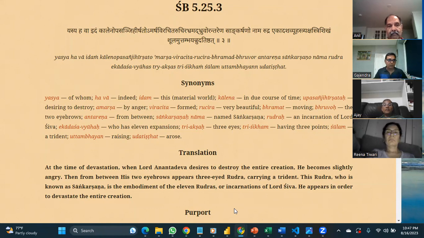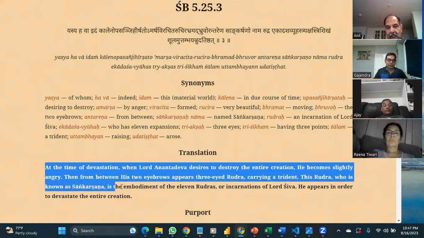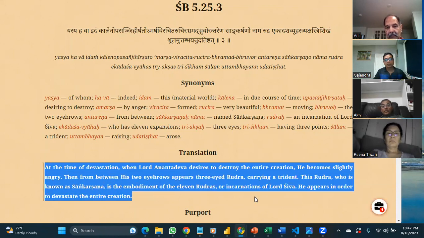At the time of devastation, when Lord Anantadeva desires to destroy the entire creation, he becomes slightly angry. Then from between his two eyebrows appears the three-eyed Rudra carrying a trident. This Rudra, who is known as Sankarshana, is the embodiment of the 11 Rudras, or incarnations of Lord Shiva. He appears in order to devastate the entire creation.